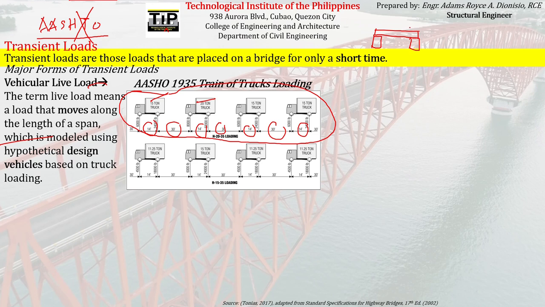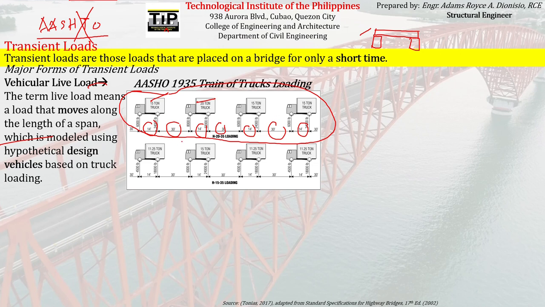Dapat yung bridge natin can withstand train of trucks like this. Kumbaga, kahit may dumaan ng mga trucks na 15 ton, 20 ton, 15 ton, 20 ton, na may mga ganitong distances and dimensions, dapat yung bridge natin will be able to resist the stresses that will be generated by this train of trucks. Okay? If we will use this loading, yung H2035 loading, okay? If we will use that particular loading in designing these bridges or this bridge, okay?